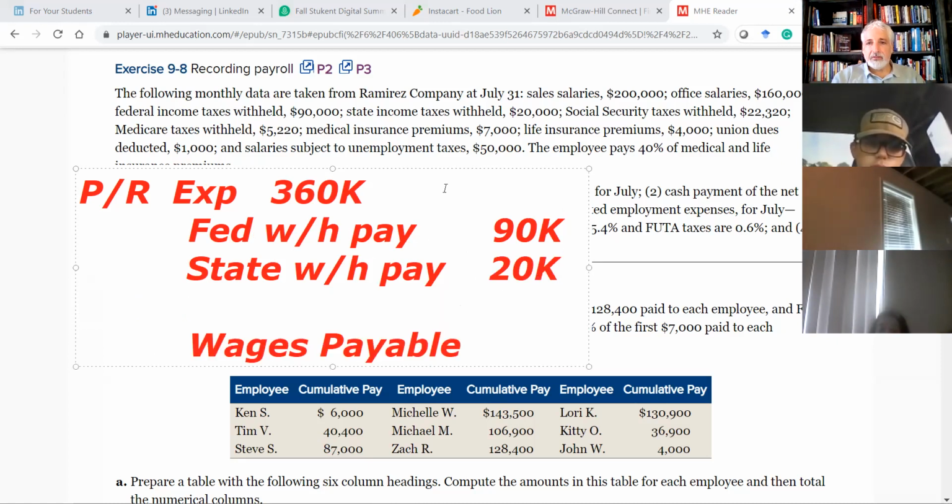And then what do we have? We have Social Security and Medicare. I'm going to combine them both just to make it easy. FICA, which is Social Security and Medicare.